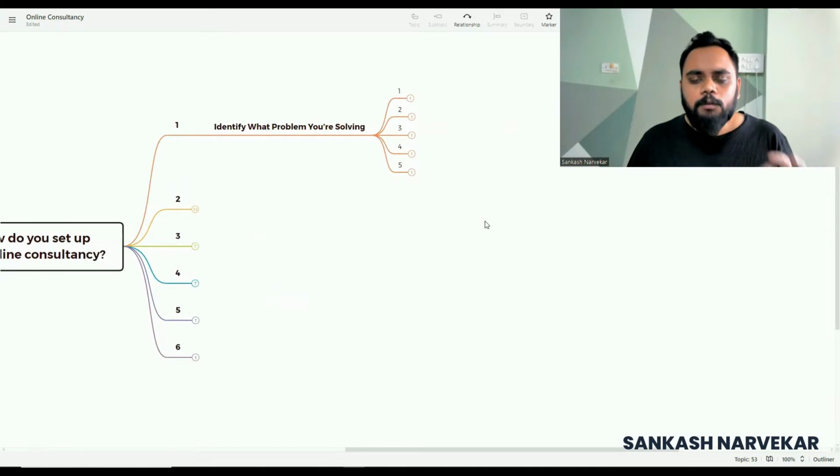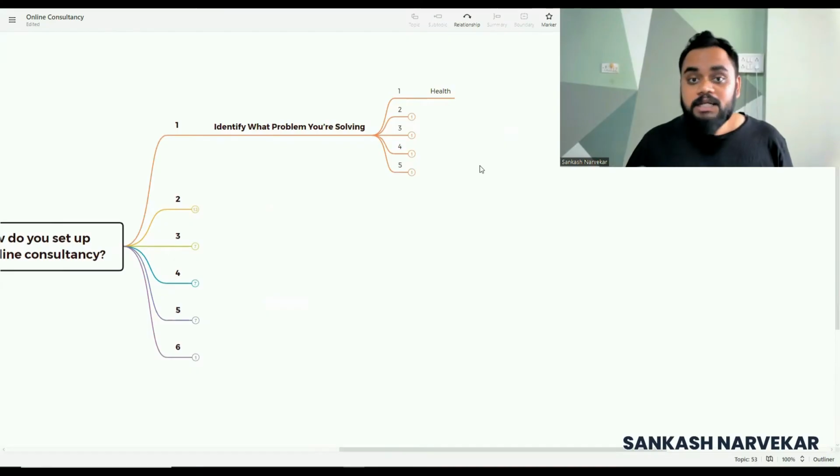Okay, and here are the 5 problems. If you belong to any profession, any kind of service or product, anything that you have, these are the 5 problems that could be solved. Number one is, are you solving a problem of health? Let's say you are a doctor, or a fitness expert, or a nutritionist. You could be any person from health and wellness. You are solving that problem of health, right? You're giving good health to people.